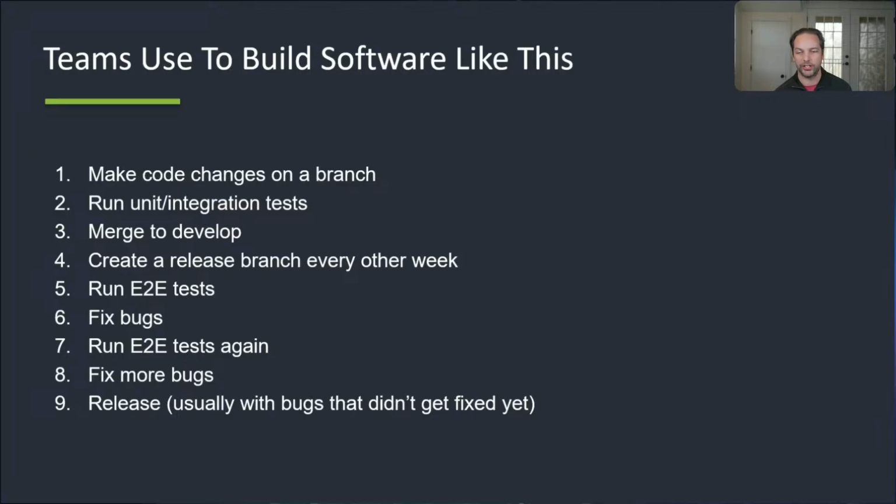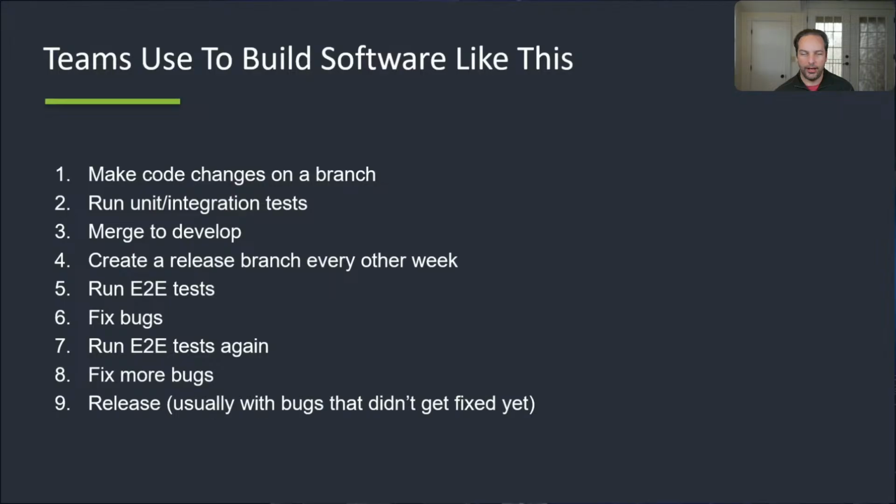So the industry's changed quite a bit over the years. But even quite recently, and you might even be doing this today, teams were building software like this. It starts out with making your code changes on a particular branch. You probably run unit and integration tests on that branch, and probably run all of your unit and integration tests because they're nice and quick. And then if everything passes or anything you haven't ignored passes, then you merge to a development environment, which might deploy automatically to a dev environment.